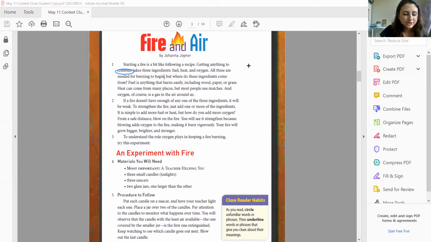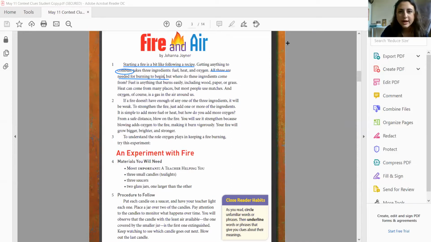Then I'm going to underline details near the word that's going to help me understand what the word means in that context. So one bit of information is actually in that first sentence, and it's already written in the chart for us, but let me underline it here. It says, starting a fire is a bit like following a recipe. Okay. I also see a second piece of helpful information in the third sentence. It says, all three are needed for burning to begin.